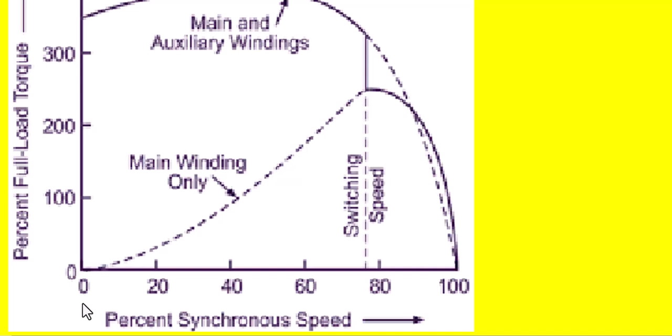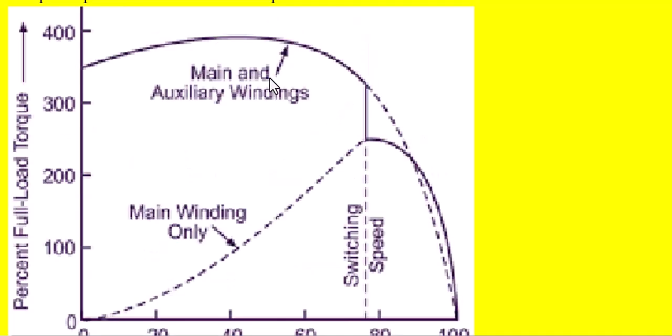So here is the torque speed characteristic. This is the slip 1, and the speed of the induction motor is synchronous speed. So here when the speed is 0 and with only the main winding, the torque is 0. Once the starting winding is connected across the supply in association with the main winding, then the initial torque, instead of 0, will be like this. It's more than rated torque, that is 3 to 4 times the rated torque is produced at the beginning.